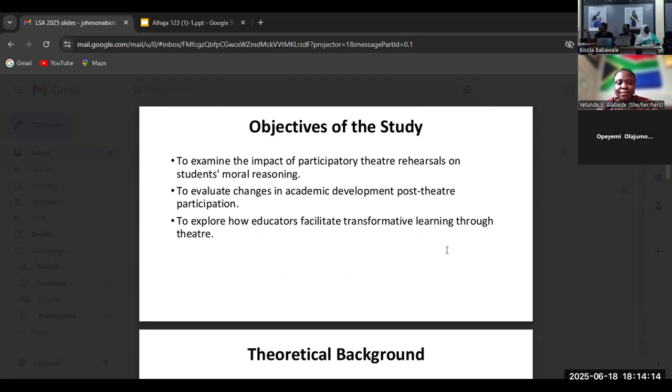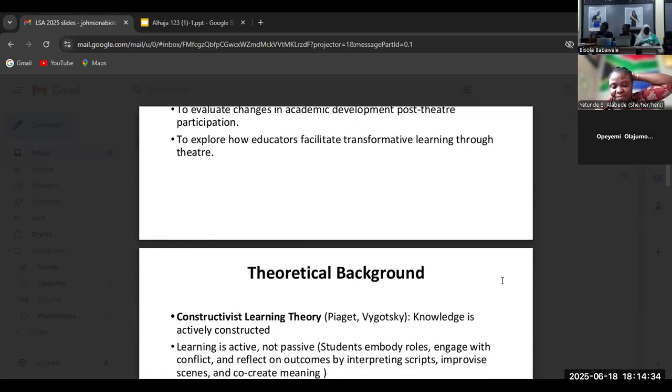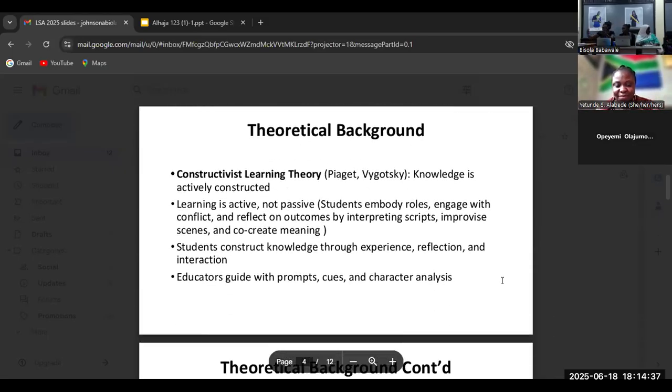Now, as a lecturer who takes the course, at that point in time you are no longer called the lecturer, you are called the facilitator. This leans towards the idea of student-centered learning. Theater rehearsal is a product of student-centered learning, because the lecturer just facilitates the rehearsal process, while the students carry out the process.